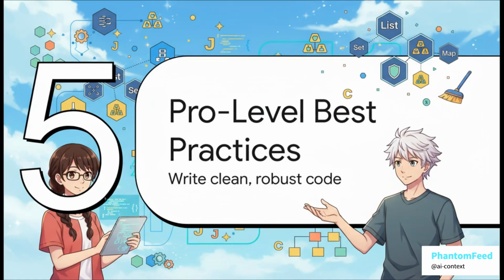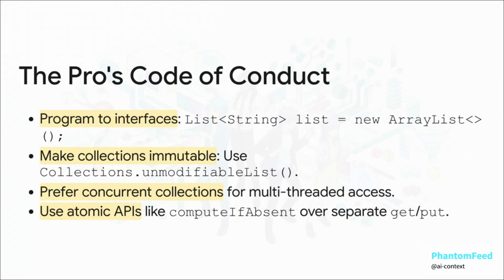Okay, let's wrap this all up with a lightning round of best practices. These are the little habits that separate good code from truly great, professional, and robust Java code. First, always program to interfaces. Declare your variables as List, not ArrayList. It means you can swap out the implementation later by changing just one line.